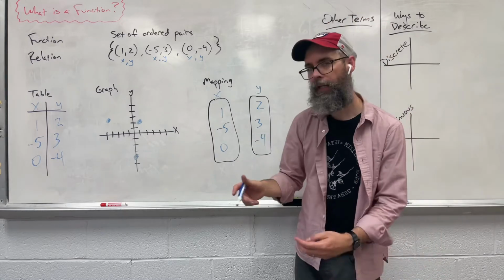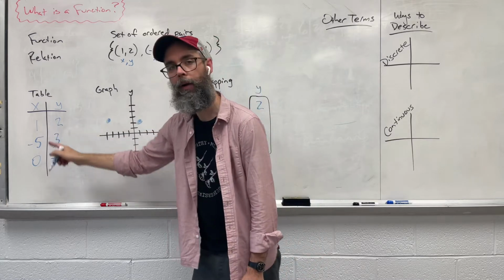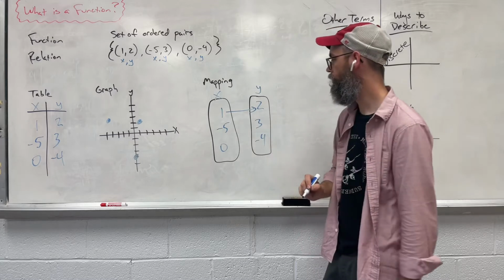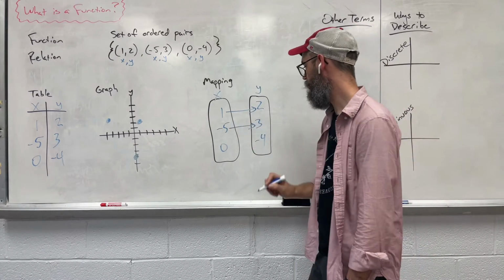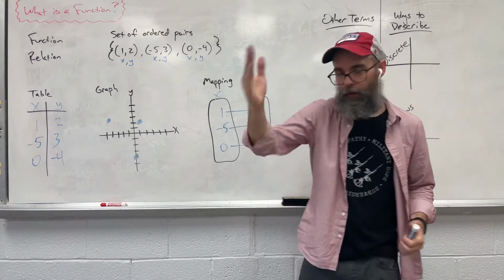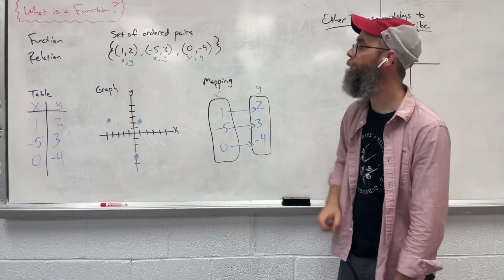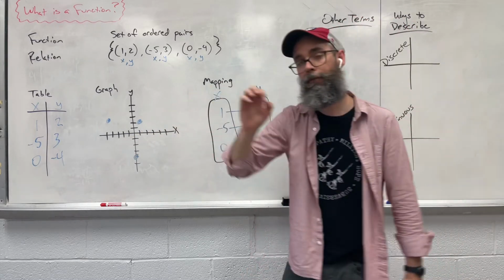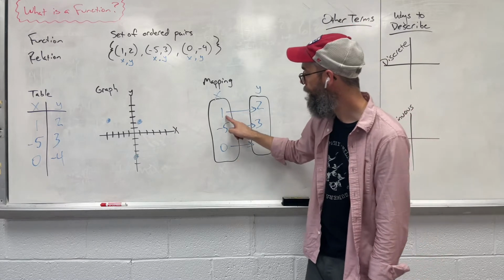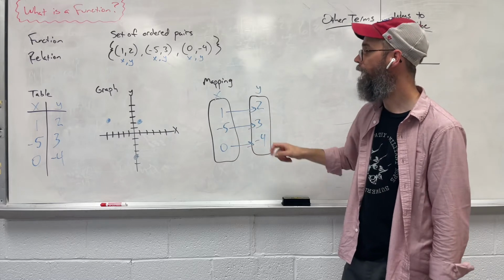The only difference with the mapping is that I know 1 and 2 are paired up. I want to say what's paired up. 1 goes to 2. -5 goes to 3. 0 goes to -4. So there's an arrow going, this is my pair, and they hold on to each other. That's a mapping diagram. All of these are functions. Each x value, 1, -5, and 0, pairs up with exactly one y value, one answer.